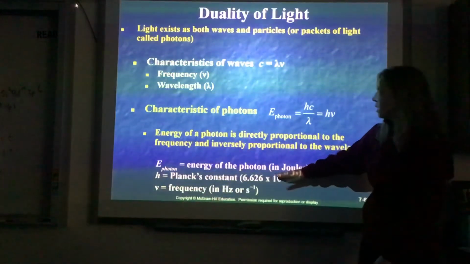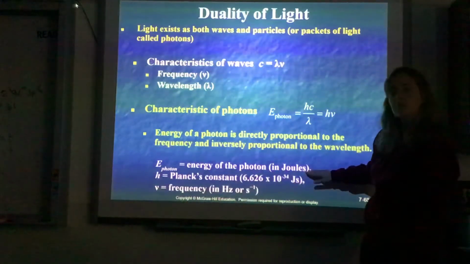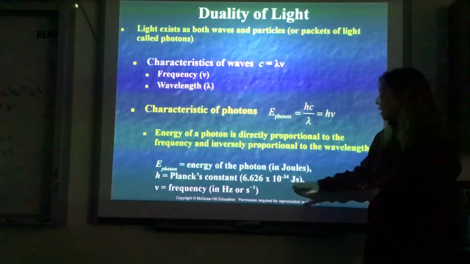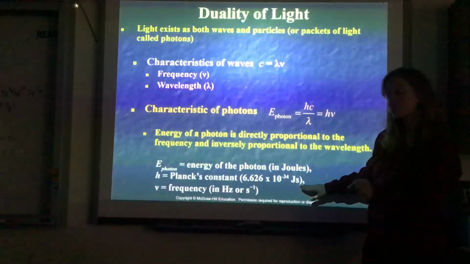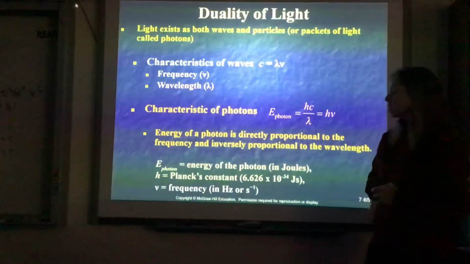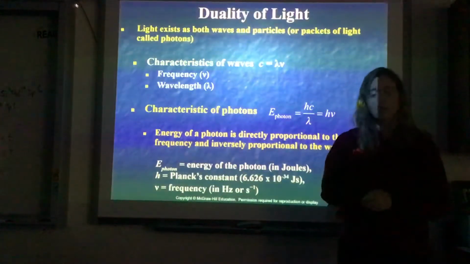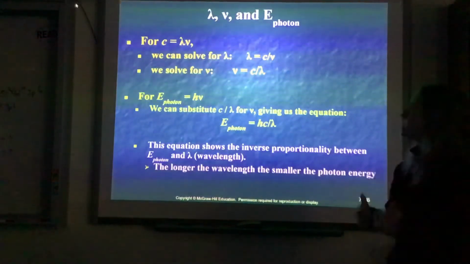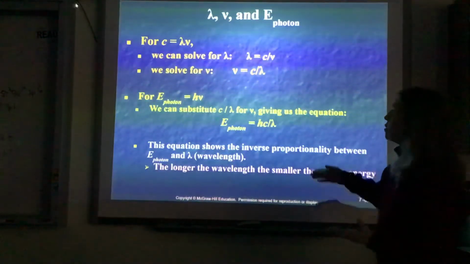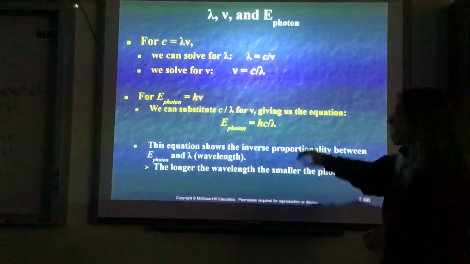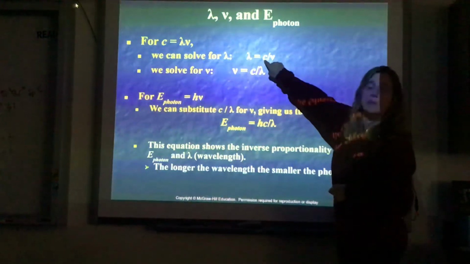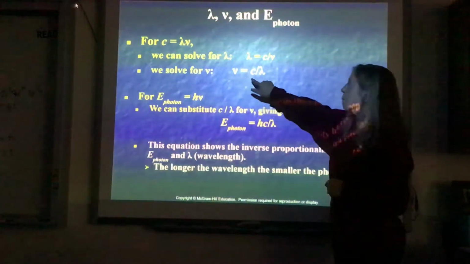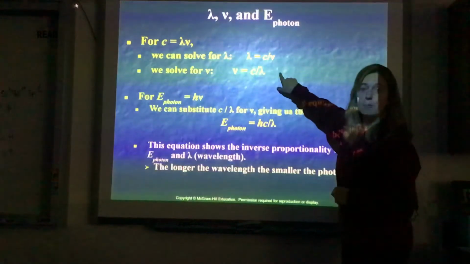So energy, E photon, is equal to the energy of the photon in joules. Planck's constant is equal to 6.626 times 10 to the negative 34 joules per second. And then V is equal to the frequency in hertz or seconds to the negative 1, okay? So now we're going to start going over how we solve for these different variables, okay? For speed of light, we can solve for wavelength by taking the speed of light divided by the frequency, or we can solve for frequency by taking the speed of light divided by the wavelength.